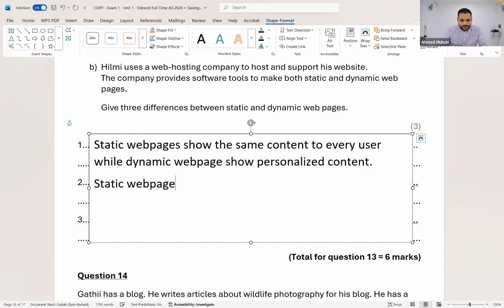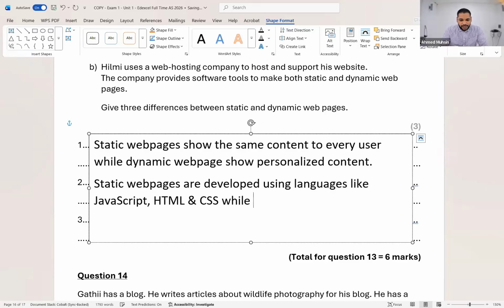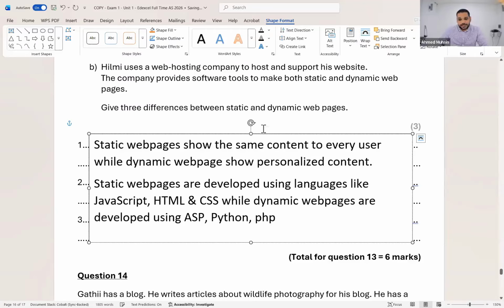Static web pages are developed using languages like JavaScript, HTML, and CSS, while dynamic web pages are developed using ASP, okay, Python, PHP. Any other difference?